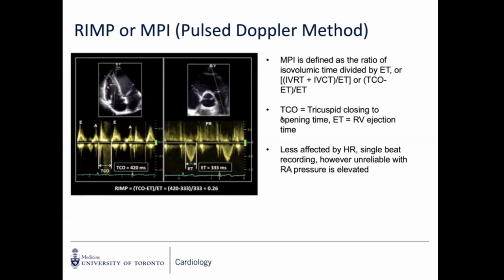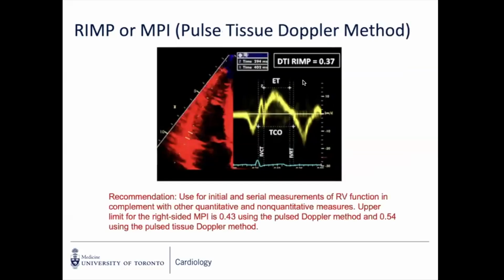if the RA pressure is increased, and if we go back to this formula, the non-ejection time period includes your isovolemic contraction time as well as your isovolemic relaxation time. And if your RA pressures are significantly elevated, that can raise your isovolemic relaxation time, and that would ultimately falsely lower your MPI. The other way to do it is with pulse tissue Doppler.